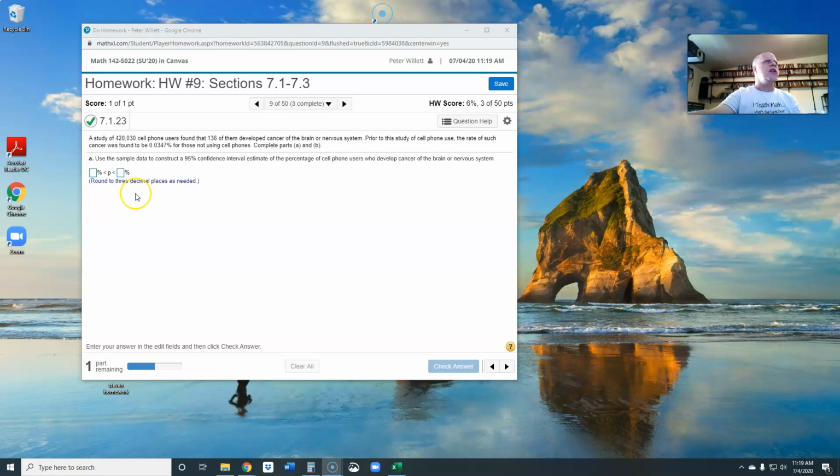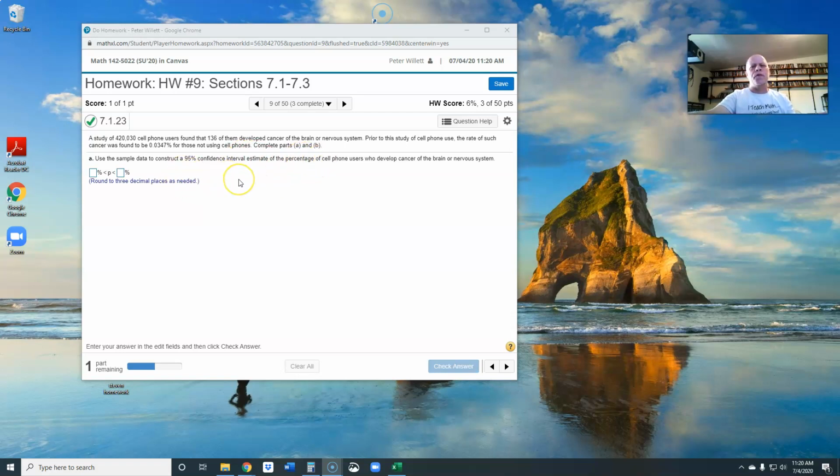So it says a study of 420,030 cell phone users found that 136 of them developed cancer of the brain or nervous system. Prior to the study of cell phone use, the rate of such cancer was found to be 0.0347% for those not using cell phones. Complete parts A through B.